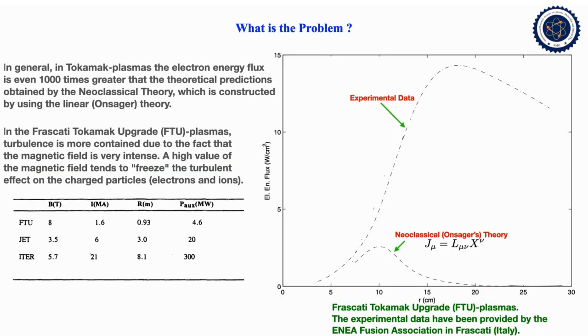What is the problem? The problem is that currently there is a big discrepancy between theory and experiments. In the figures on the right, the highest behavior represents the experimental data. It represents the electron losses.